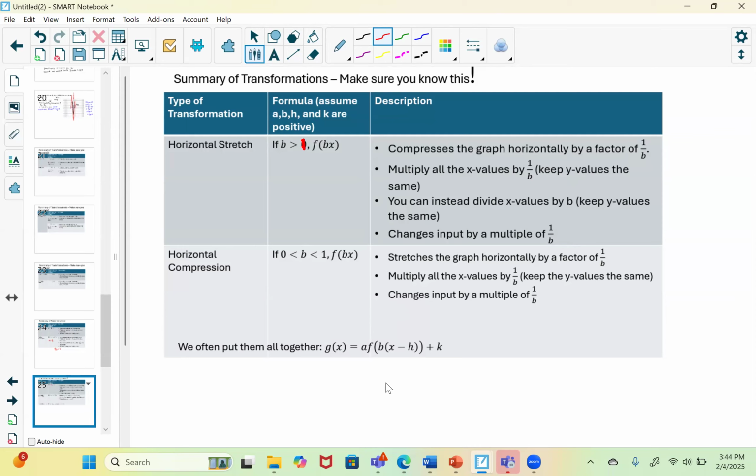Okay, and so again, we put them all together and it looks like that. This is a summary of all of it. I'm going to write all of that down. I also have this PowerPoint posted online that you can copy if you don't want to keep pausing the video. But this is really important to know.